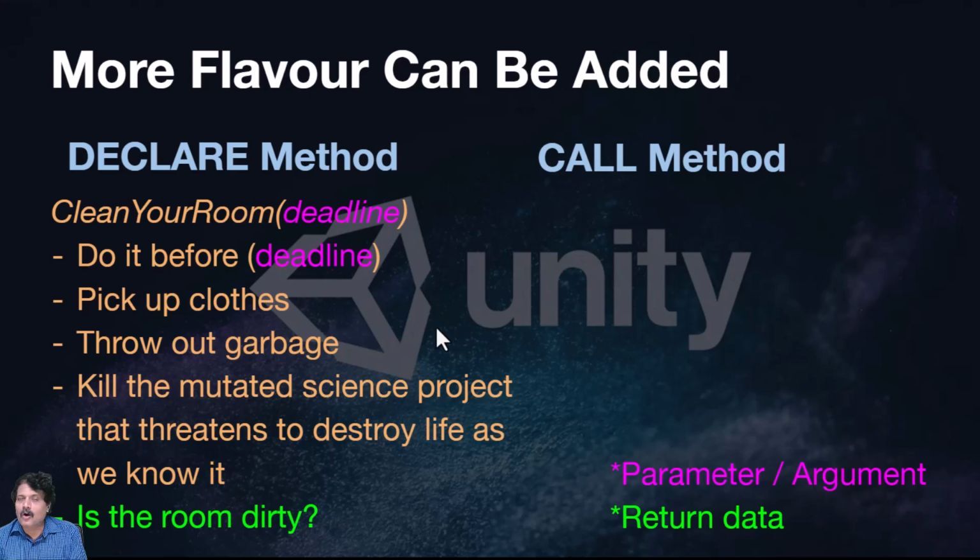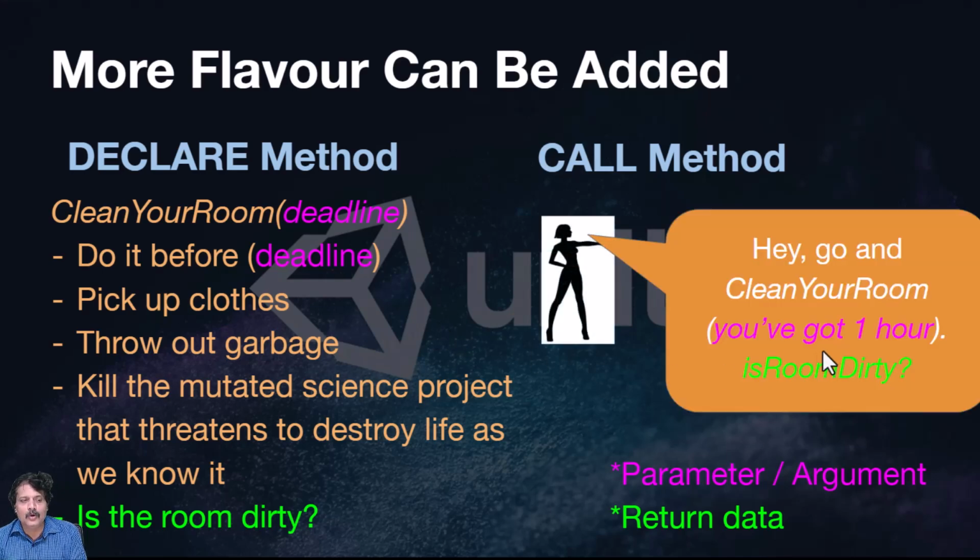When we call this method, we call it as, hey, clean your room, you have got 1 hour, and we are asking the question, is room dirty? Is room dirty is equal to clean your room, you have got 1 hour. Now he is going to clean the room, he cleans it in 1 hour, and he returns the value. Is room dirty? If it is false, he returns false. If it is still dirty, he returns true. So this is how we call the method.